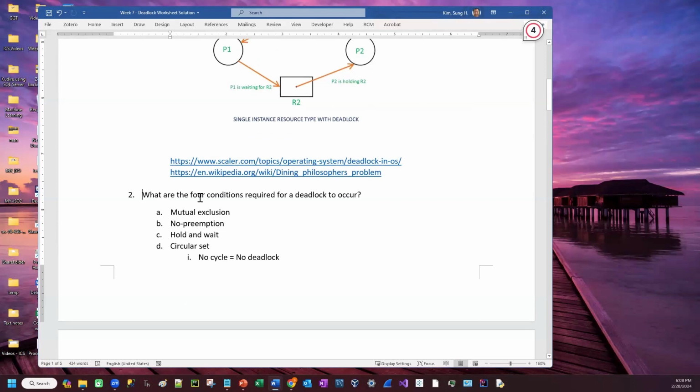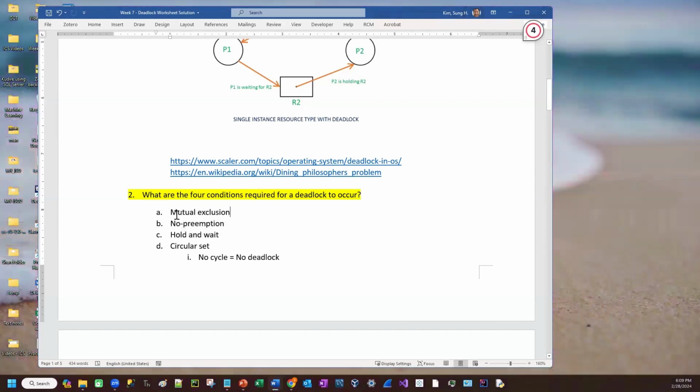Here's a typical question that says, what are the 4 conditions that are required for deadlock to occur? Deadlock doesn't occur all by itself. Deadlock occurs when certain things happen. And right here, mutual exclusion is the standard.